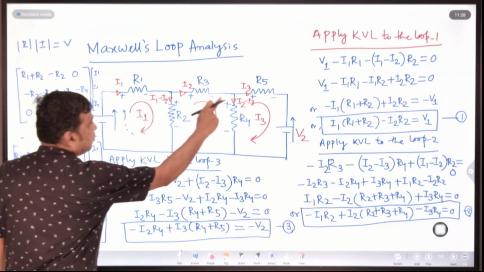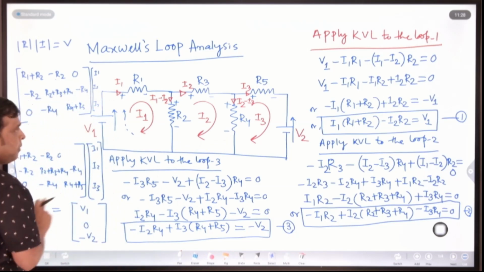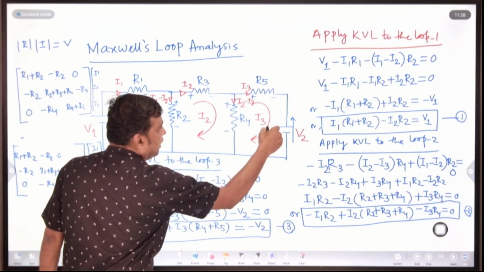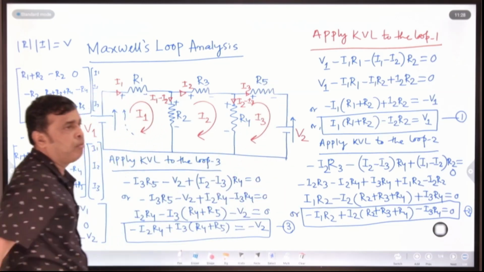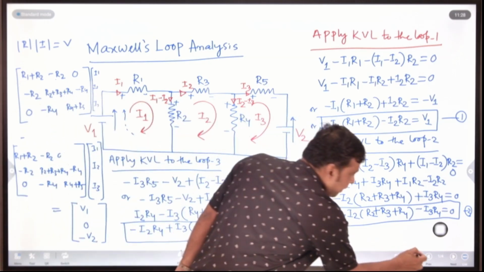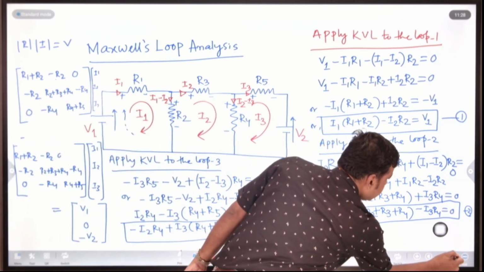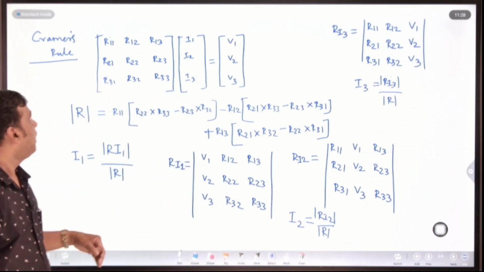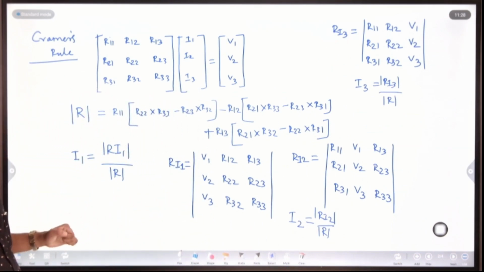And there is no voltage source in loop 2, that's why 0. And in the third loop, there is a voltage source whose direction is opposite to the current, so put the minus sign. In this way, you can write the matrix form, then find I1, I2, I3 using Cramer's rule. Here also, I already told you in Cramer's rule how we will calculate I1, I2, I3.